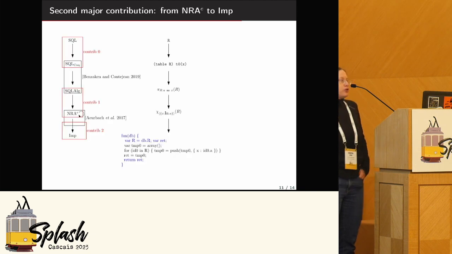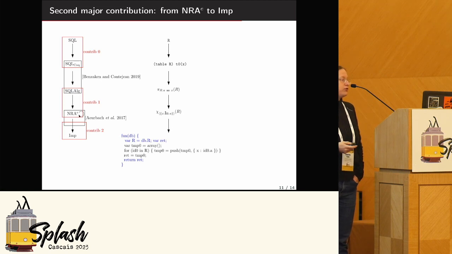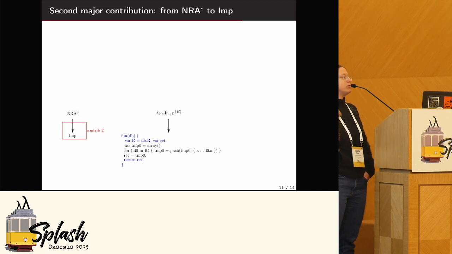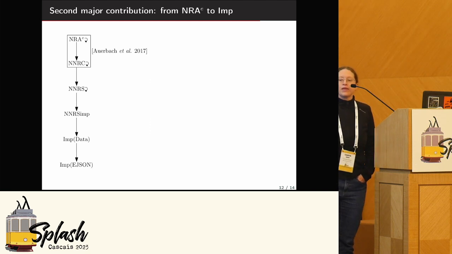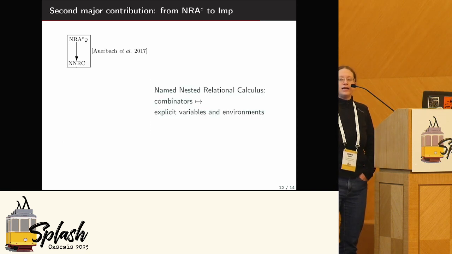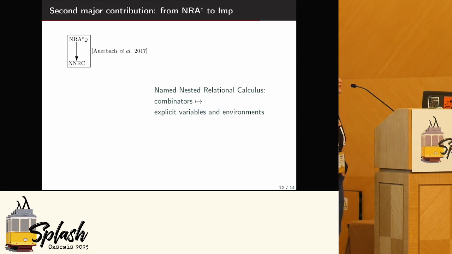The second major contribution is from the nested relational algebra to an imperative language. So I'm going to give a bit of details about this. It's also a compilation chain whose first step was already present in the original paper. So let me give a bit of details about all the languages.